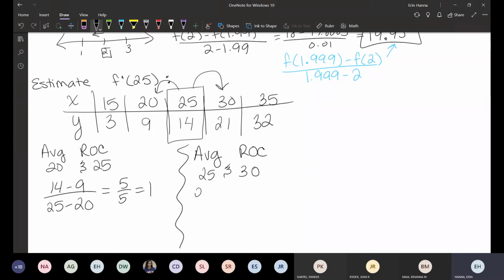25 to 30, so we'd have 21 minus 14 over 30 minus 25. I should have changed this from the other day. You can tell how bad I am at arithmetic because I thought this was going to come out to something super nice, and it doesn't. It comes out to 7 over 5. What is wrong with me? Which is 1.4, I believe? Yes.